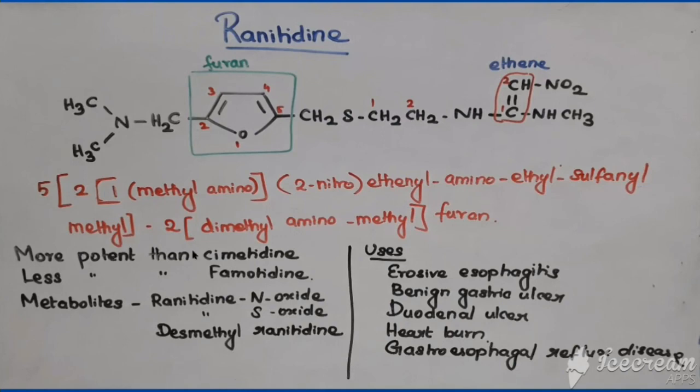It is more potent than cimetidine but less potent than famotidine. Its metabolites are ranitidine N oxide, ranitidine S oxide, desmethyl ranitidine. Let's see the uses. Used in the treatment of erosive esophagitis, benign gastric ulcers, duodenal ulcers, heartburn, and GERD. Okay, that's all about H2 receptor antagonists.